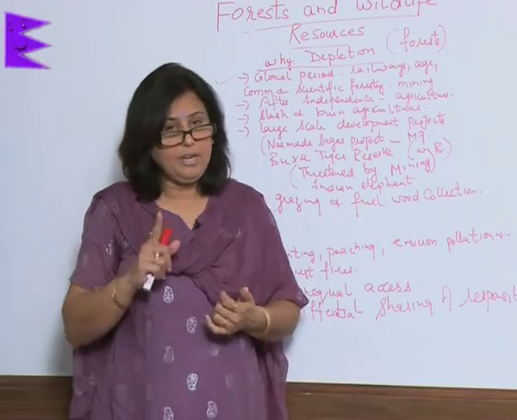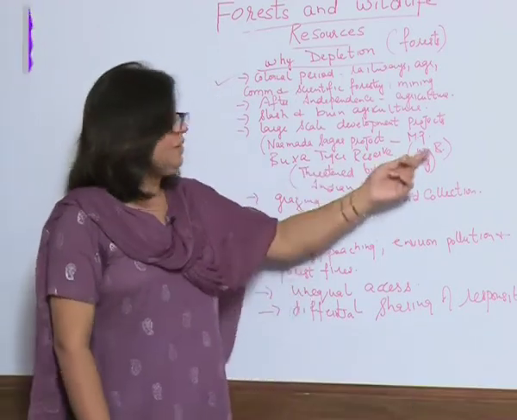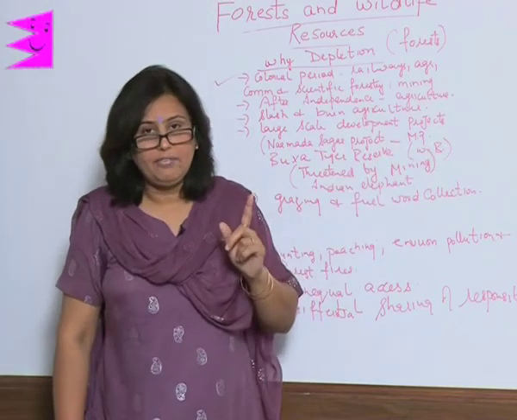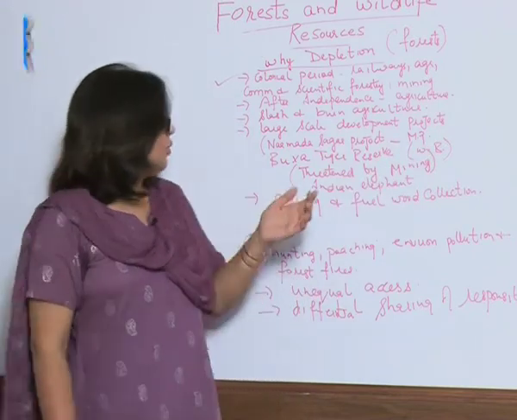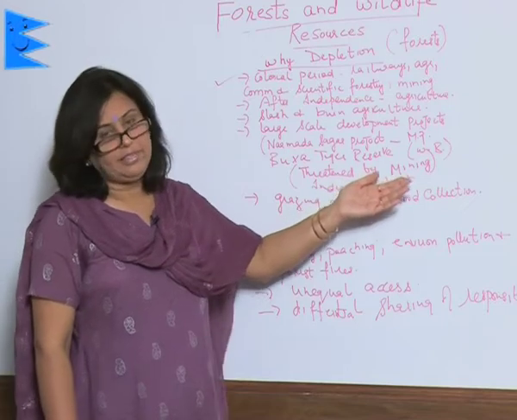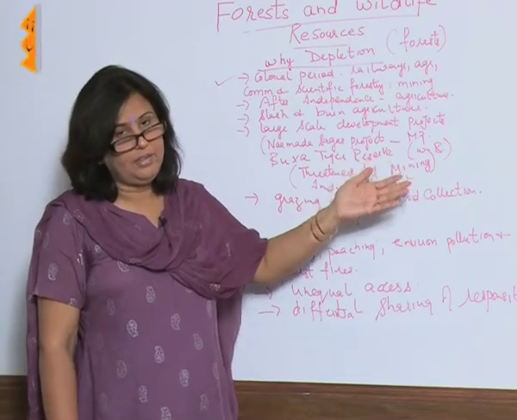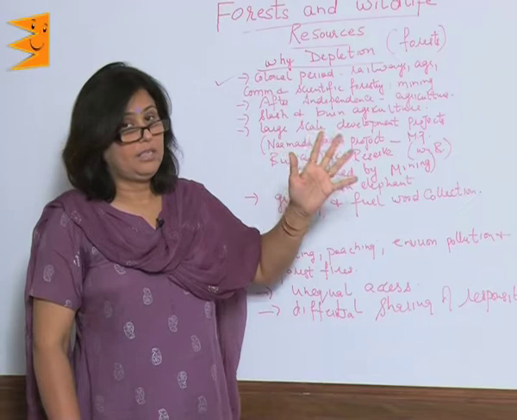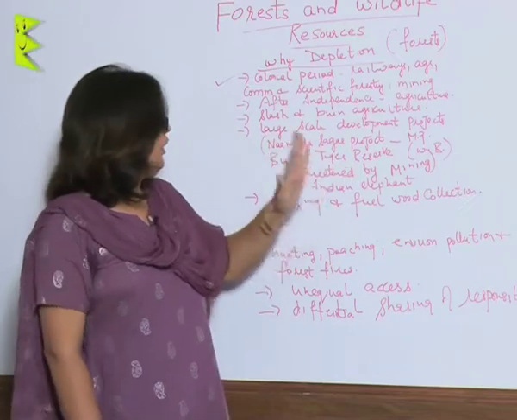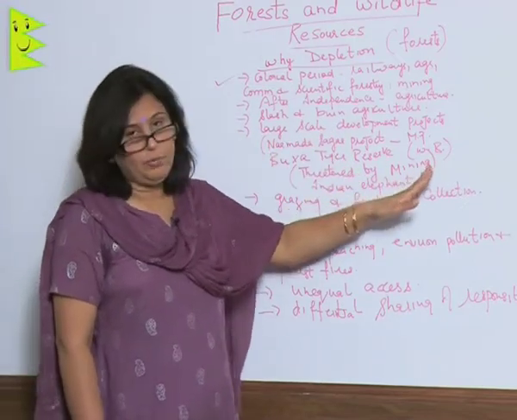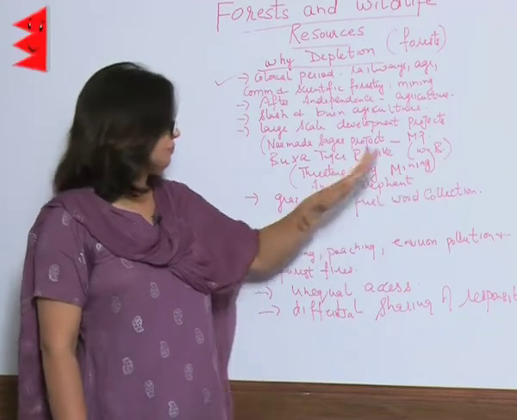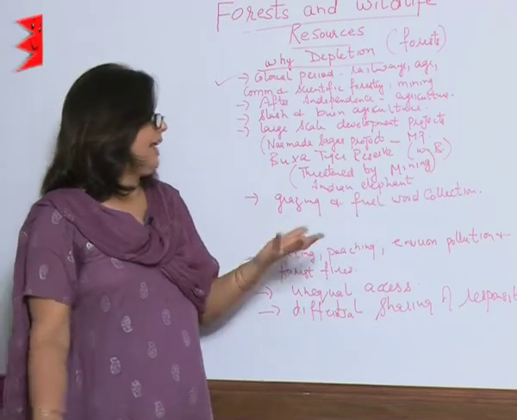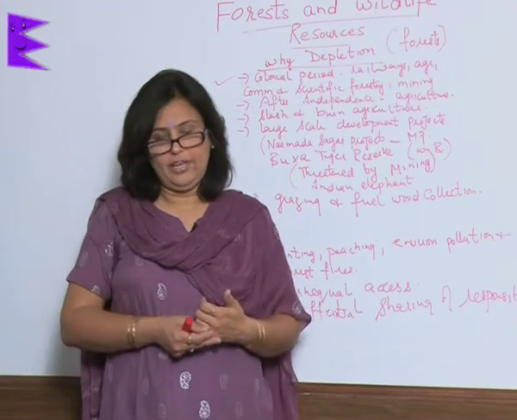What did I tell you at the beginning of the chapter? That in West Bengal we find a lot of elephants. So, a lot of Indian elephants have come to the category of becoming almost extinct due to the mining which is taking place there. Next is grazing and fuel wood collection.